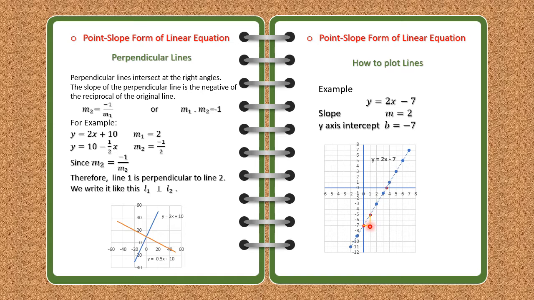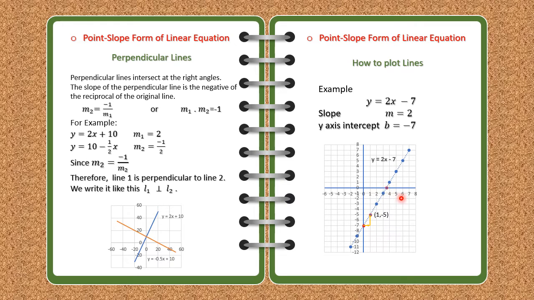From 0, I go one step to be 1, and from -7, I go 2 up to be -5. Now I have 2 points, and I can connect them with a straight line. This is how I plot the graph. You can select any other points. For example, if I move 2 steps from (0, -7), I need to go up 4 steps because the slope is 2. It will be here, and I can connect and so on.